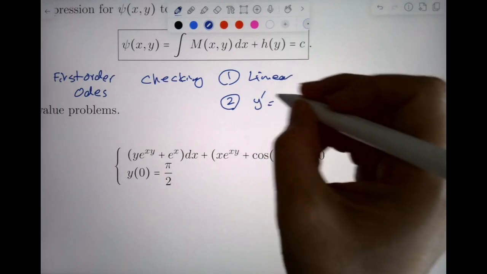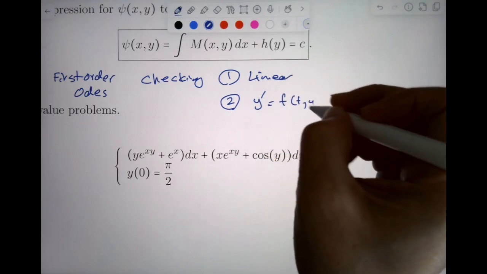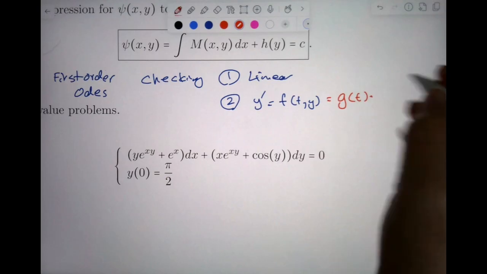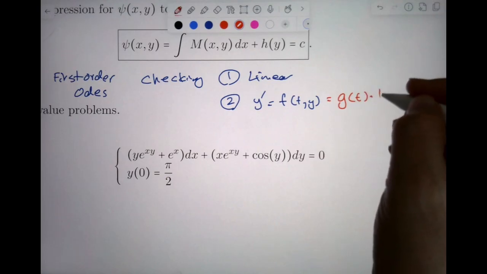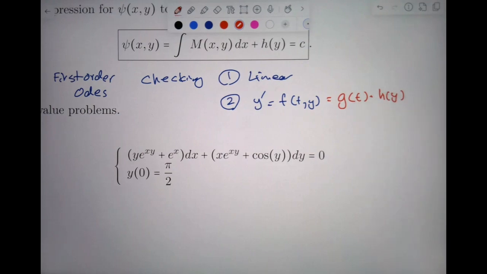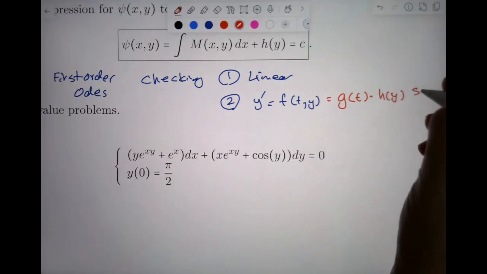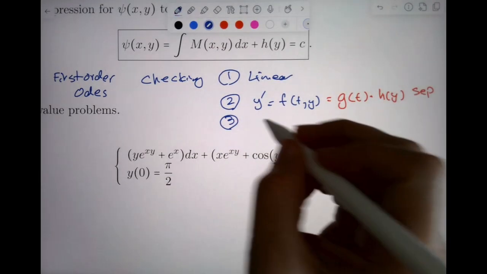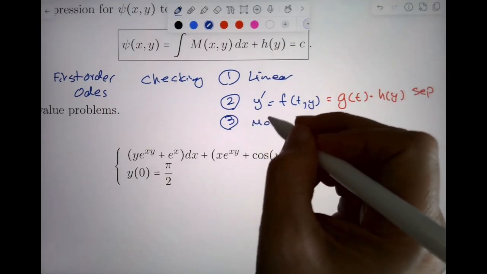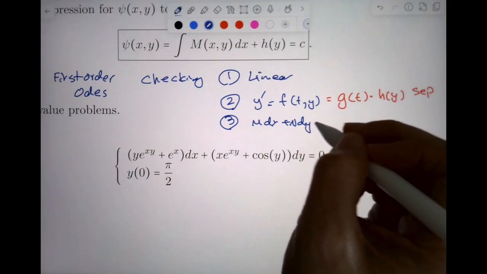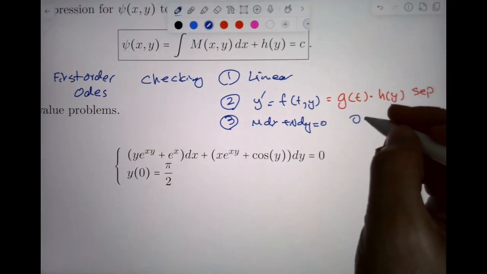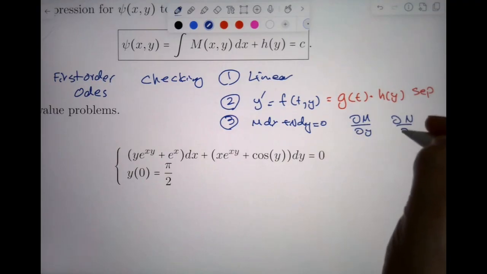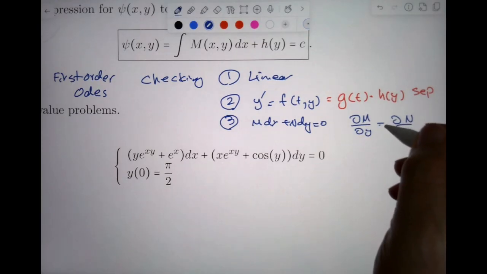Then I write it as a function of t and y, and then I try to write it as a function of t only and a function of y only, as a product of the two. And then that gives me separable. And then if all of these fail, of course, there are other methods. We can write it as M dx plus N dy equal to 0 and look at the derivative of M with respect to y and derivative of N with respect to x. And if this is equal, means exact.